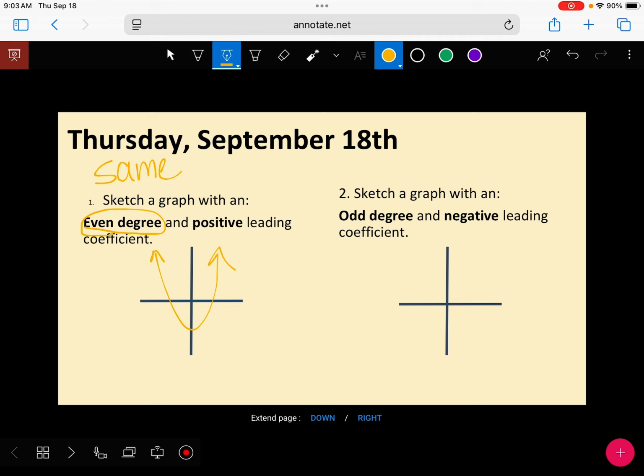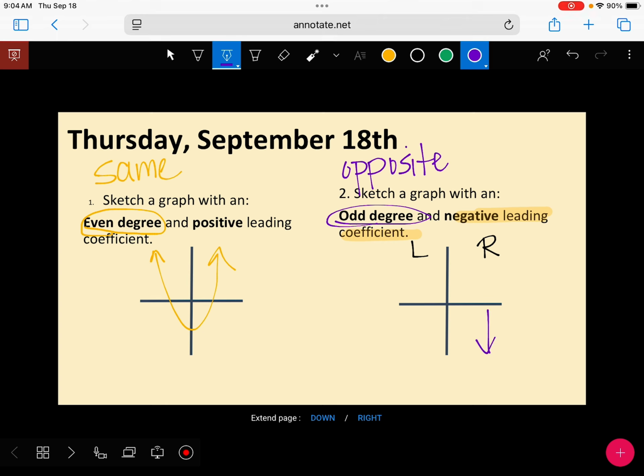For number 2, it says it's an odd degree, which means what? Opposite, yep, different directions. So that one's a little trickier, because it's hard to figure out which one goes down and which one goes up. Remember, this tells you what's going on the right side. So this is left and this is right. Because it's negative, I know that on the right side it has to go down.